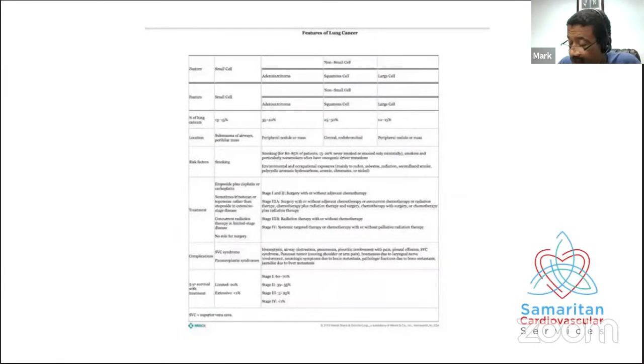Okay, so sorry about the staging slides. Staging, stage one, is when it's a tumor that's less than 3 centimeters in diameter and there's no other evidence of tumor. Stage one is curable. It's resected. Patient generally does not need any chemotherapy or immunotherapy or radiotherapy. The slides are not so good, but that is stage one.